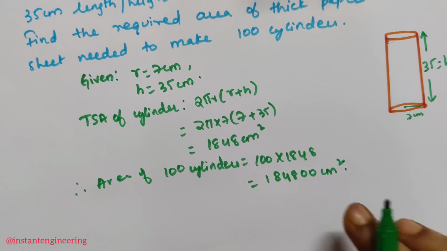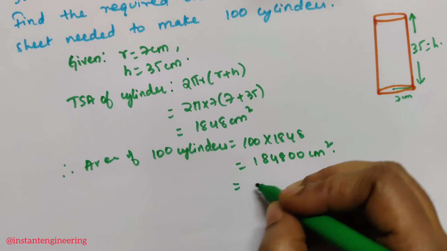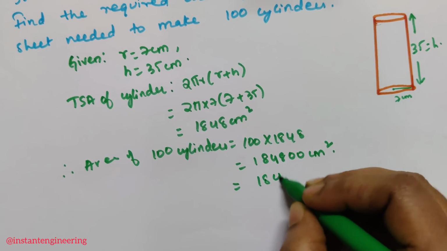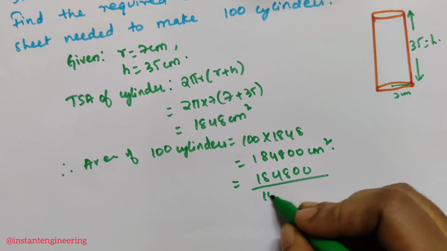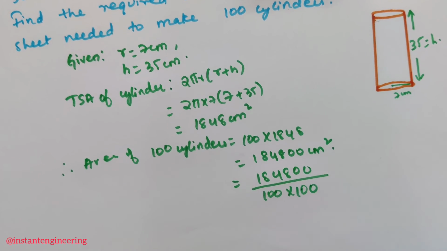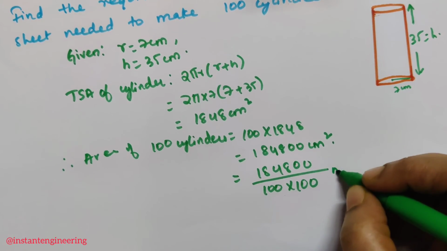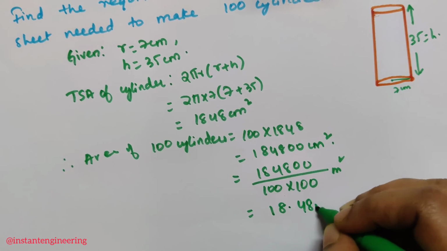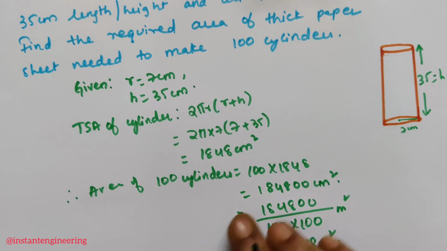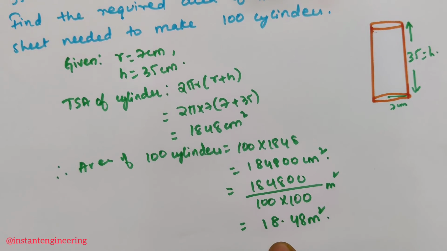If you want to convert it into meters, you can just stop till here. This is centimeter square, no? So divide it by 100 into 100, since 1 meter is equal to 100 centimeters, right? If you solve completely, that will become around 18.48 meters square. This is the area of 100 cylinders. They need this much area of thick paper.